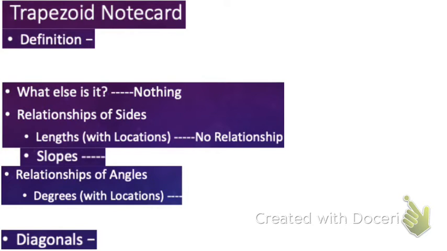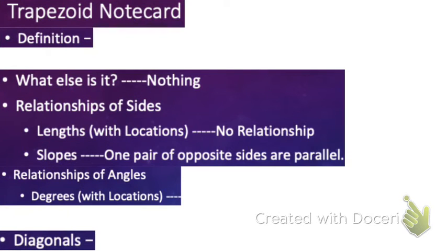Slopes. There is one pair of opposite sides that are parallel. Exactly one pair. How many pairs did parallelograms have? Two pairs, right? Both pairs, okay? Trapezoid, just one pair of opposite sides are parallel.